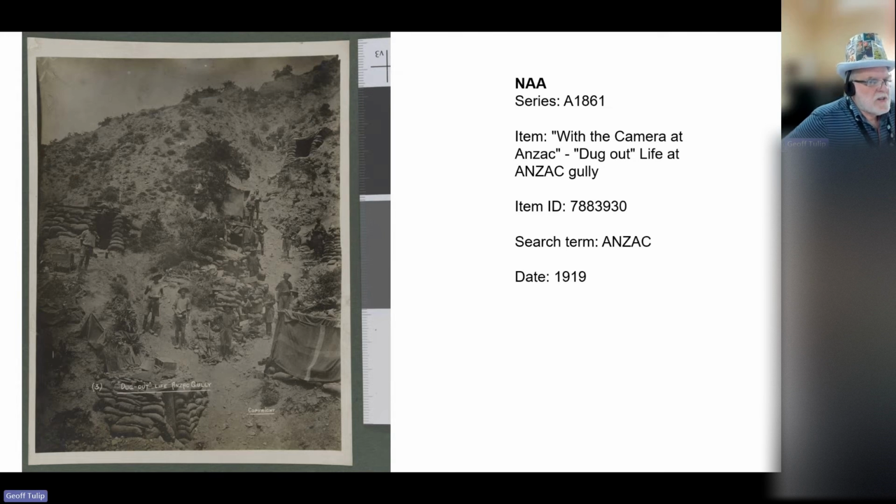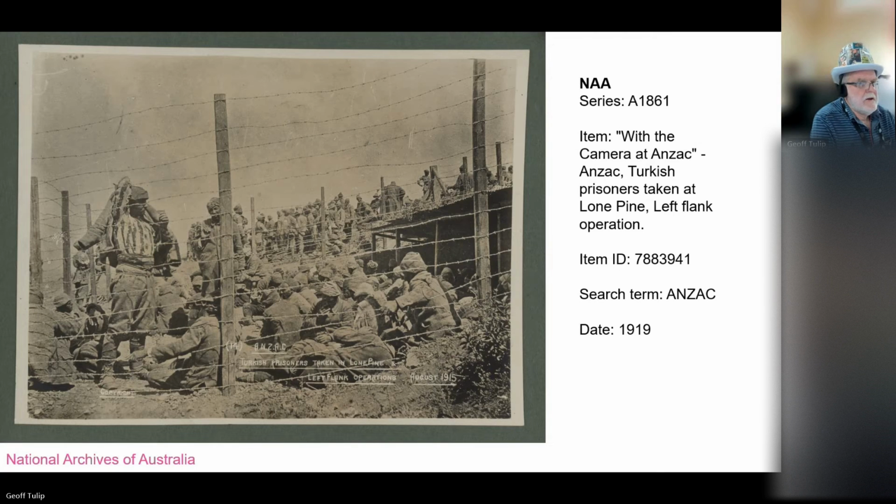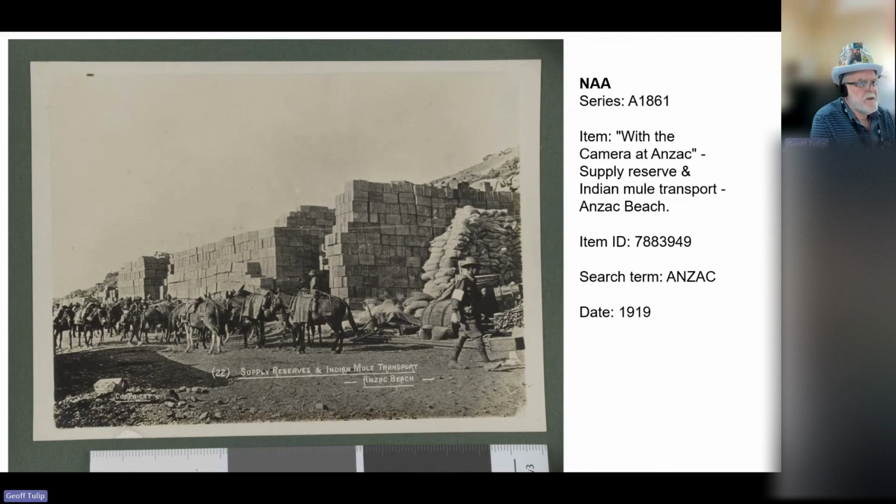So this one is titled Dugout Life at Anzac Gully in 1919. It's not that clear, but you can see they're on the side of a hill. They've got sandbags there, and they've got trenches involved as well. And they mustn't be under fire at the moment because they're all out in the clear. This one is an image of Turkish prisoners at Lone Pine in 1919. Like they're bored, just sitting there waiting for something to happen. And this is a supply reserve and Indian mule transport on Anzac Beach. So there's quite a lot of containers being stacked there, supplies.